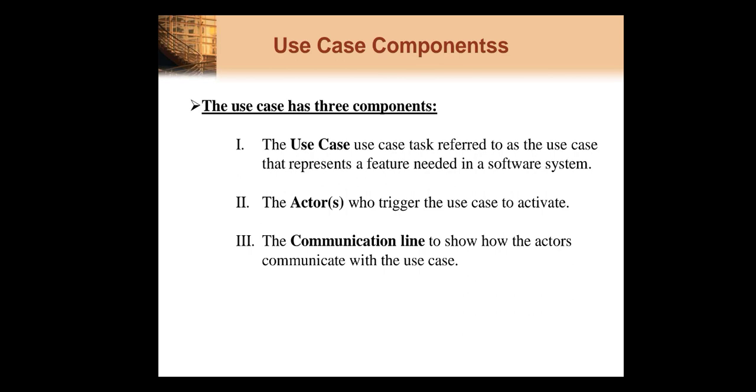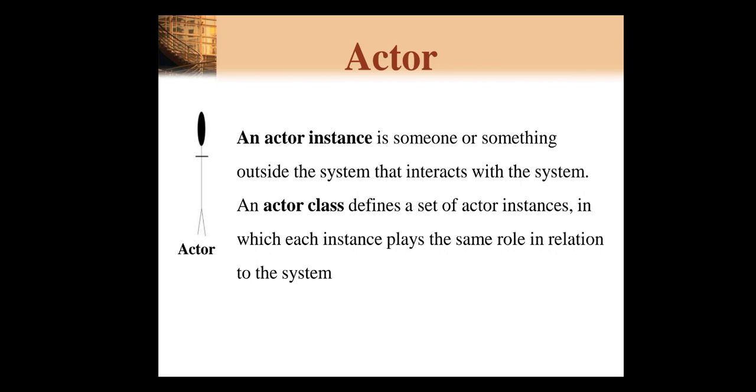The use case, which represents the function of your system; the actor, which activates that use case by triggering it; and the communication line, which shows the relationship between the actors and the use case. Now what is an actor? An actor is an instance or someone, something outside the system that interacts with the system. It is not a part of your system. It is an outsider of your system which interacts with the system. It may be a person, a hardware device, or another system which can interact with the system. So an actor can be anyone.